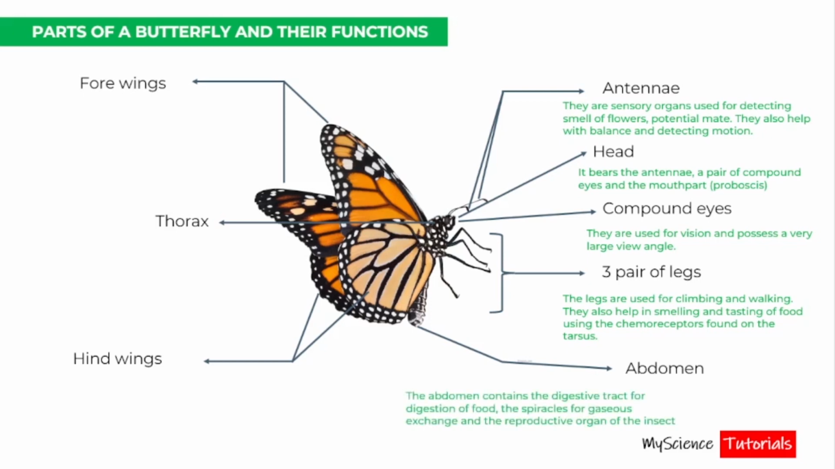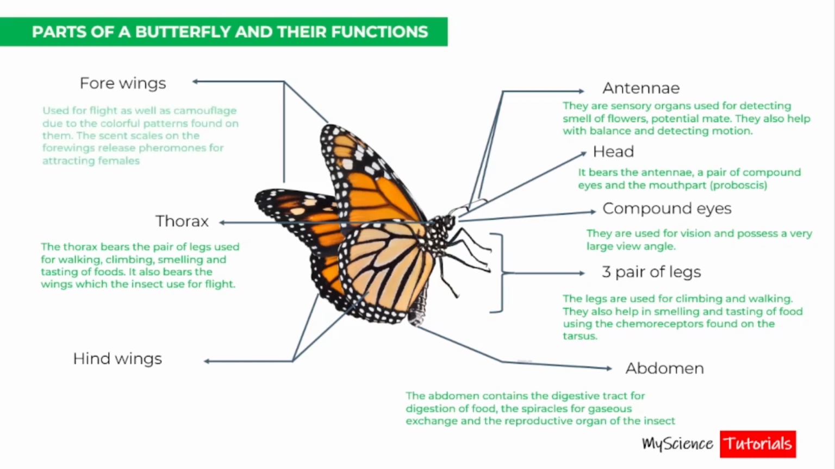Now the abdomen contains the digestive tract for digestion of food, the spiracles for gaseous exchange, and the reproductive organ of the insects. Now let's look at the thorax itself. The thorax bears a pair of legs used for walking, climbing, smelling, and tasting of foods. It bears the wings which the insects use for flight.